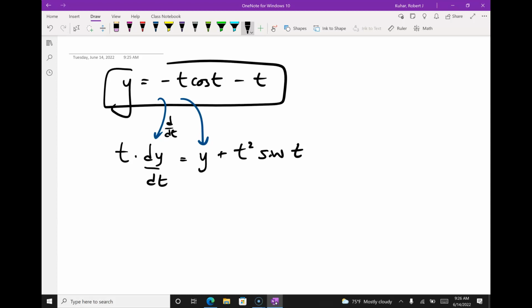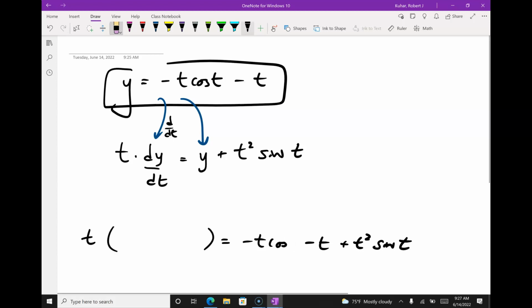So I'm going to take the derivative of that to see if it works and plug it in. I already know I'm going to have t times the derivative equals negative t cos of t minus t plus t squared sine t. Right, you with me? And if it feels easy, it is easy. All I'm asking you to do is plug in a solution, right?